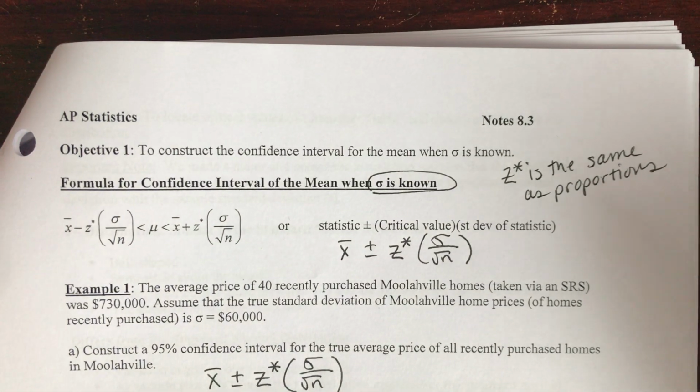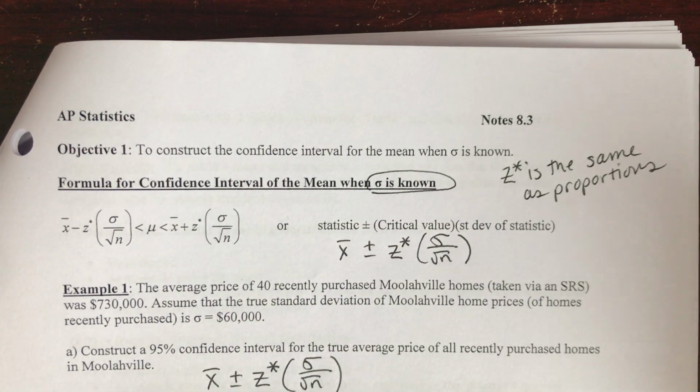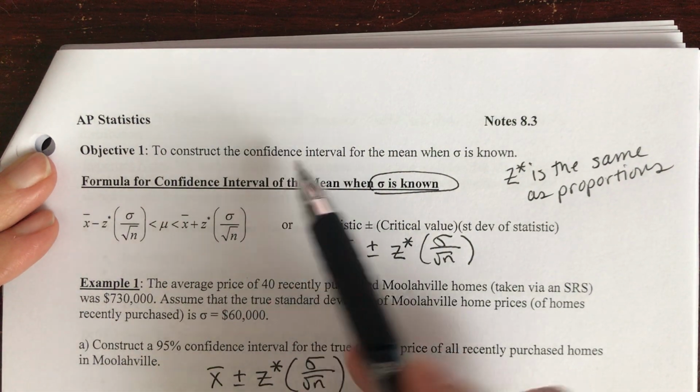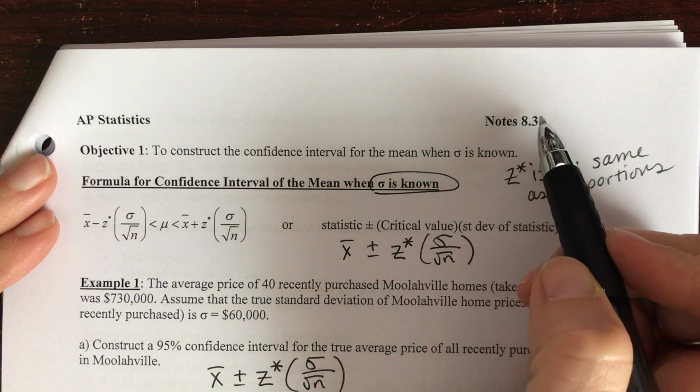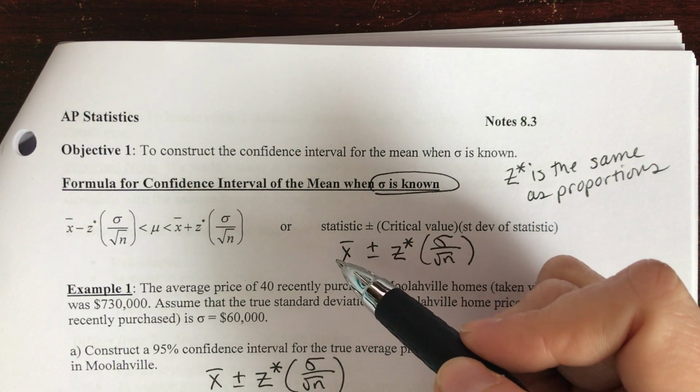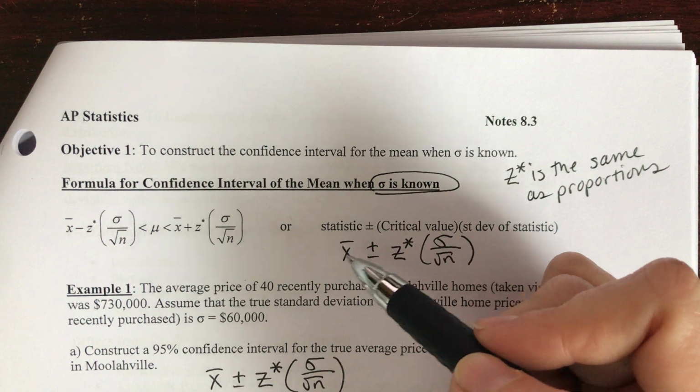Okay, today we're going to be talking about section 8.3. Our first objective is to be able to construct the confidence interval for the mean. Section 8.2, which we had just gone over, was all about proportions. So today we're going to dive into all of the averages.